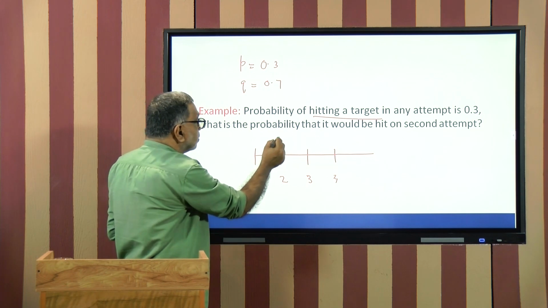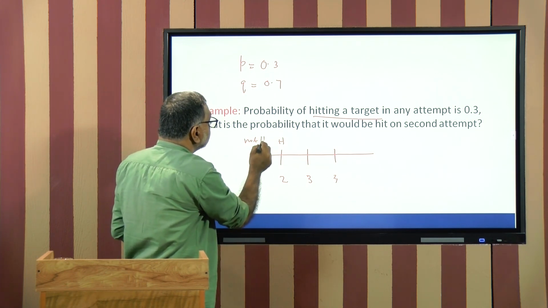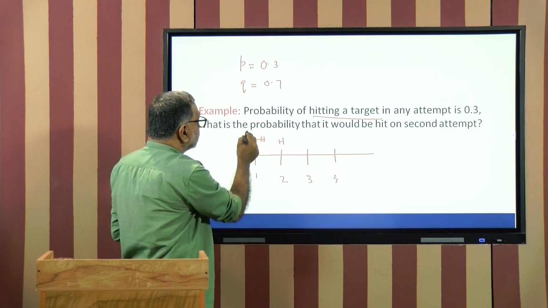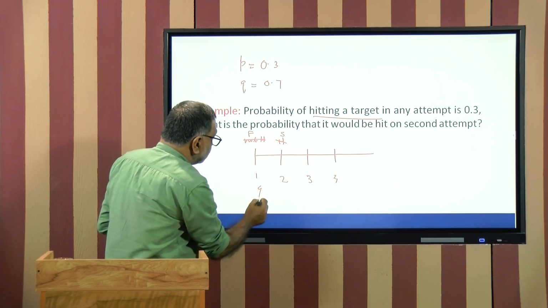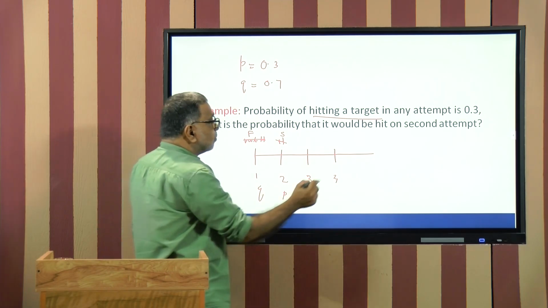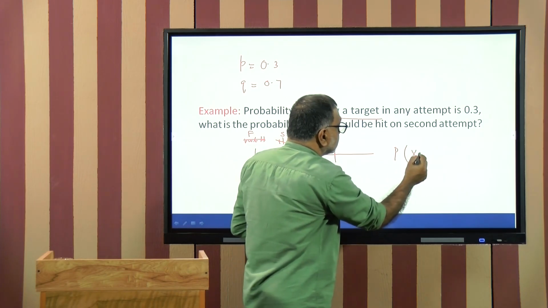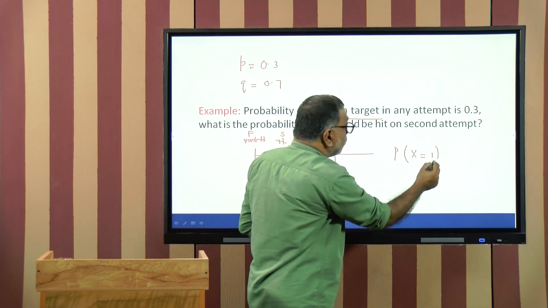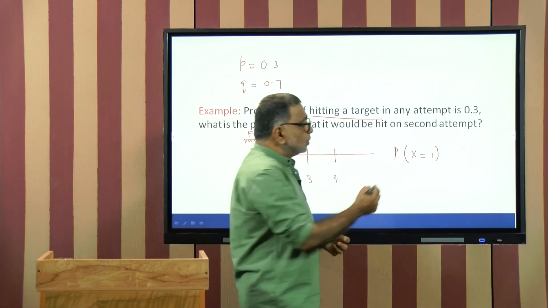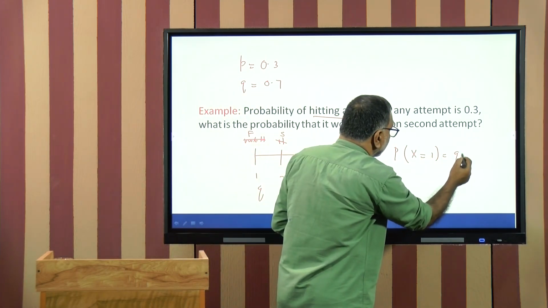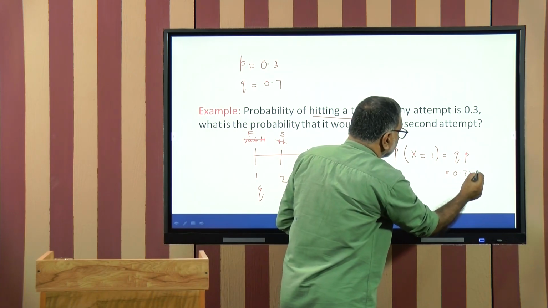That is, it is hit by the second, it is not hit on the first, or this is a failure. Actually, this is failure and this is our success. So, that is Q and this is P. So, the probability of hitting the target in the second attempt means only one failure preceding the first success, that is Q into P, or that is 0.7 into 0.3.